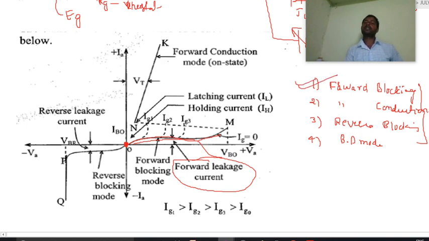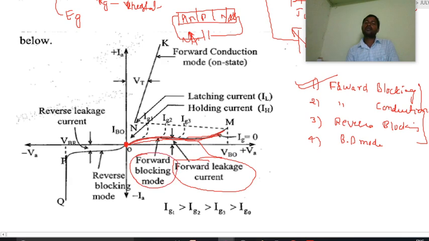Forward blocking mode is when the SCR is connected to a DC supply, and by using the variac, you increase the voltage. So if you increase the voltage, look at how the leakage current flows. This is the forward blocking mode region, and forward leakage current flows.